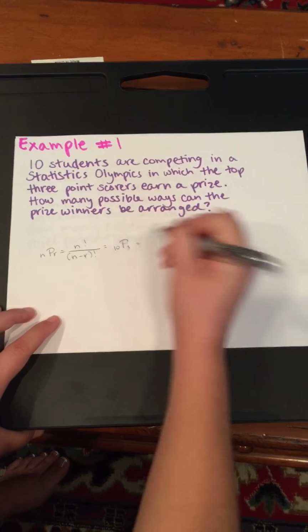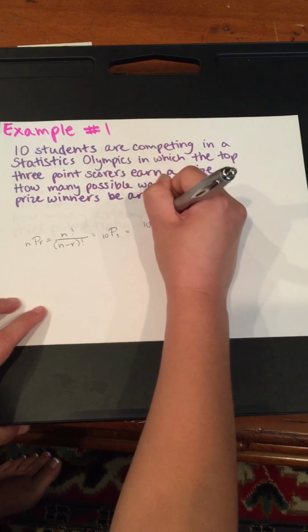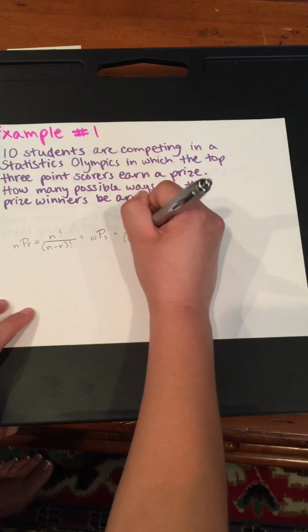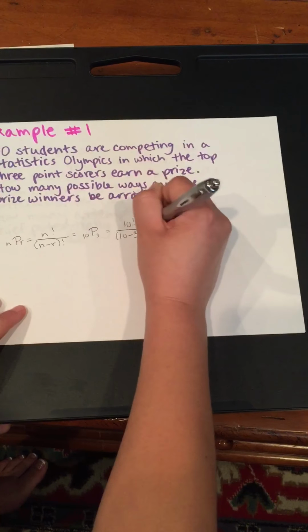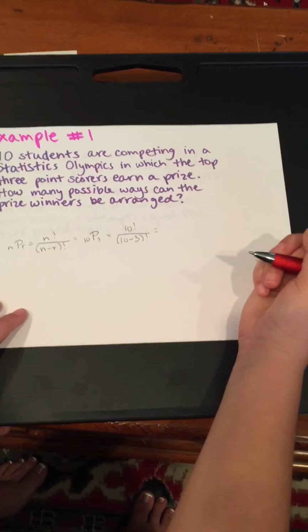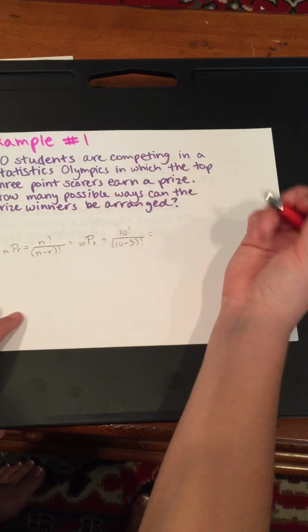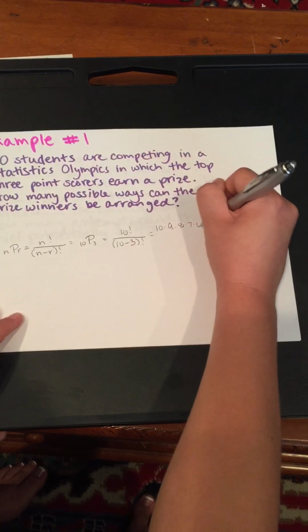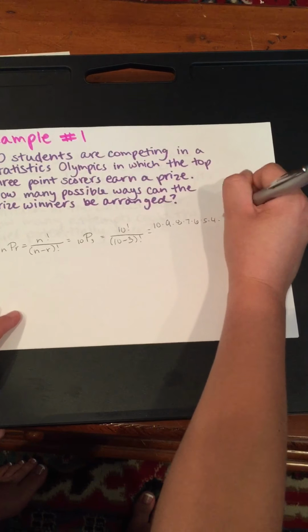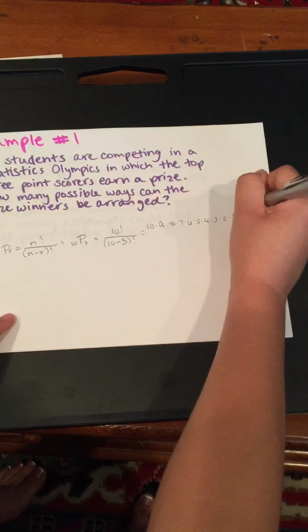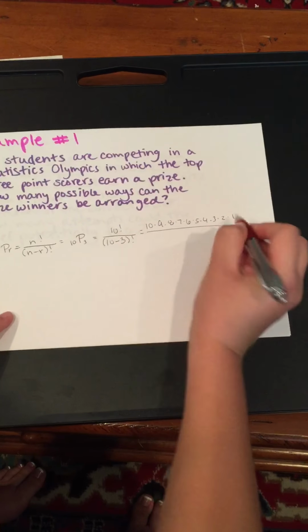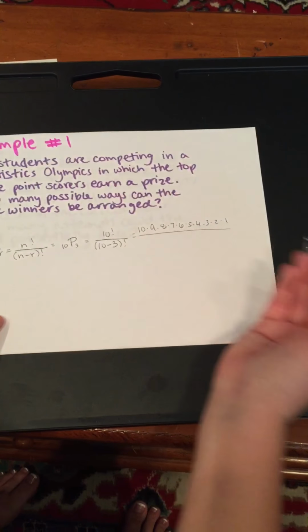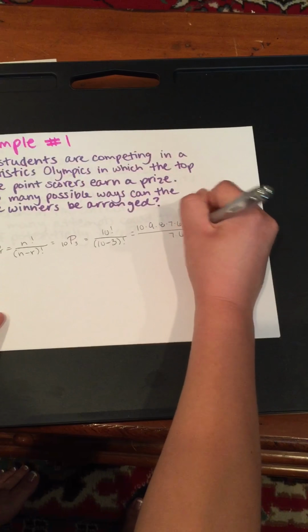So then when we go to solve this, we plug it in. We do 10 factorial over 10 minus 3 factorial. So now we can see how these factorials kind of work out in a problem. We do 10 times 9 times 8 times 7, 6, 5, 4, 3, 2, and 1, all over, so we know 10 minus 3 is 7, so we'll have 7 factorial.